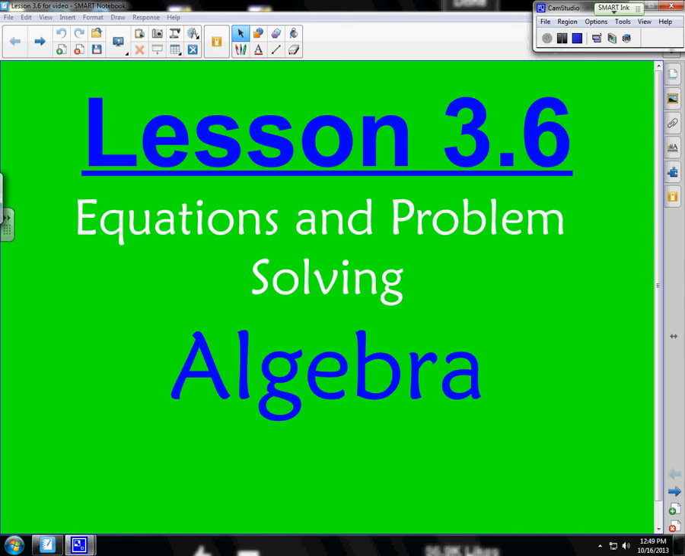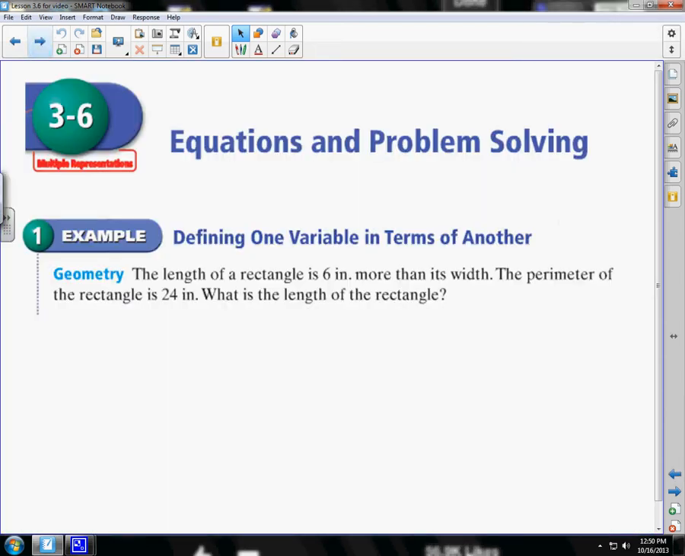Lesson 3.6 is titled Equations and Problem Solving. This is for algebra. Okay, first, defining one variable in terms of another.